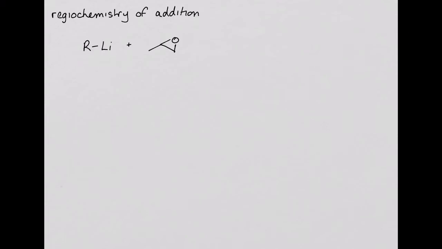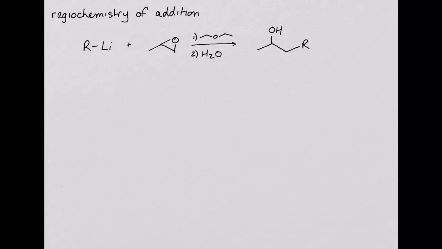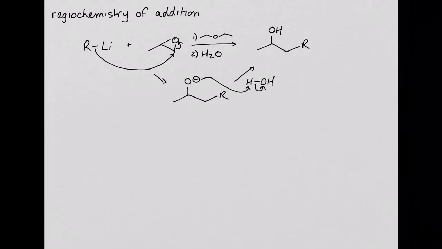If we add an organolithium reagent to this asymmetrical epoxide in the presence of ether followed by addition of water, we get only a single product, which results from attack of the organometallic reagent on the less hindered side of the epoxide. Following addition of water, the alkoxide ion is protonated to give us just the alcohol shown.